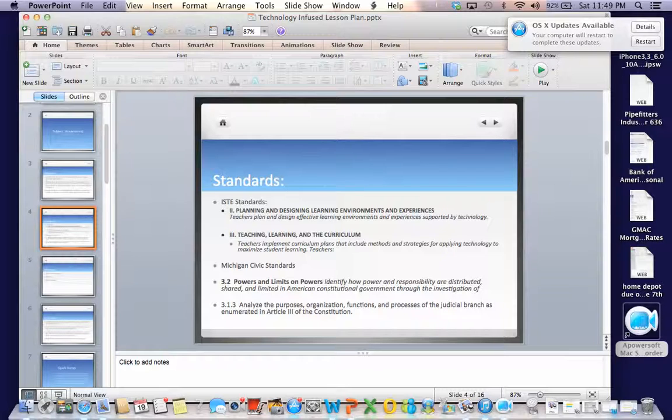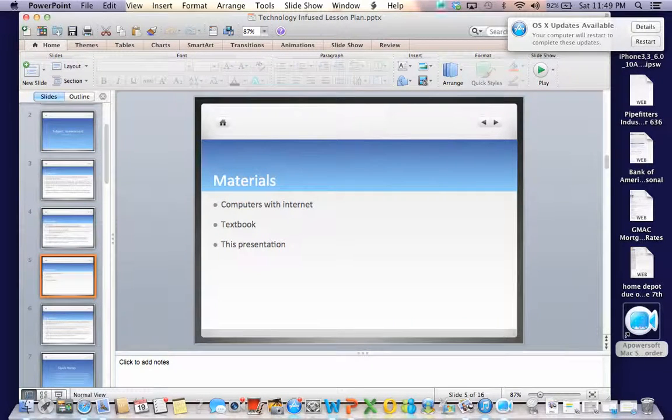Standards, I'll let you read through those on your own, but I did address the ISTE standards as well as the Michigan Civic standards. Okay, materials: you'll need computers with internet, textbooks to look up the cases, and then this presentation itself.